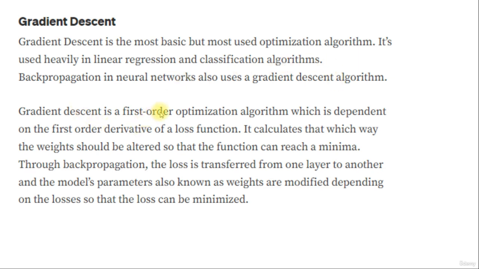Gradient descent is a first order optimization algorithm which is dependent on the first order derivative of a loss function. It calculates which way the weights should be altered so that the function can reach a minima. Through backpropagation, the loss is transferred from one layer to another, and the model's parameters, also known as weights, are modified depending on the losses so that the loss can be minimized.